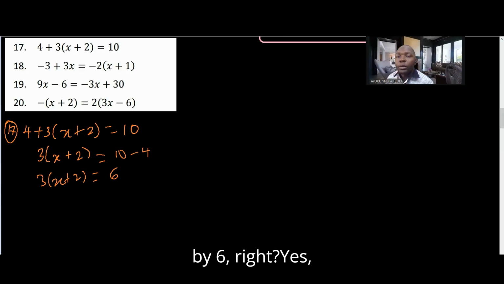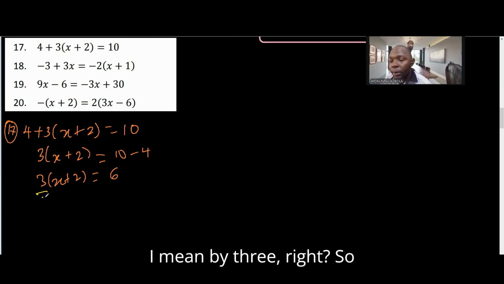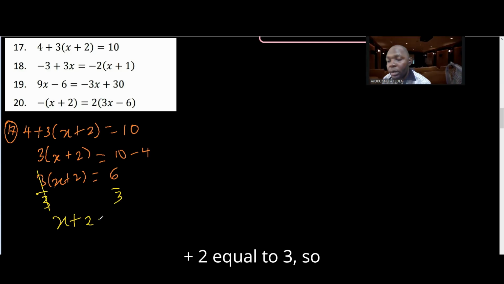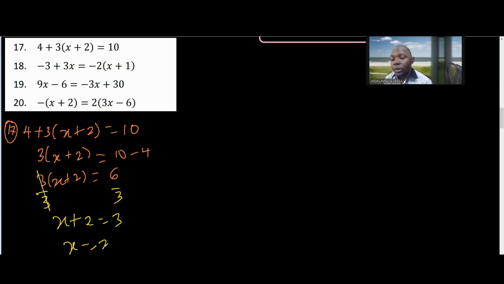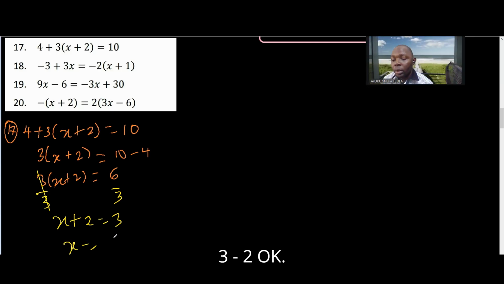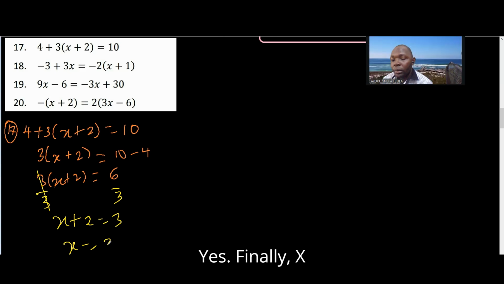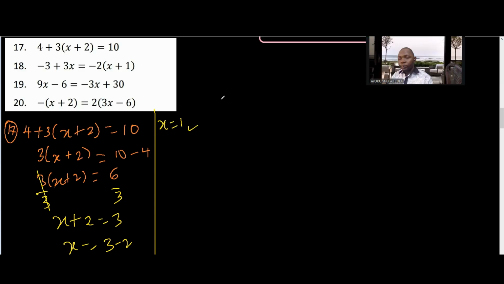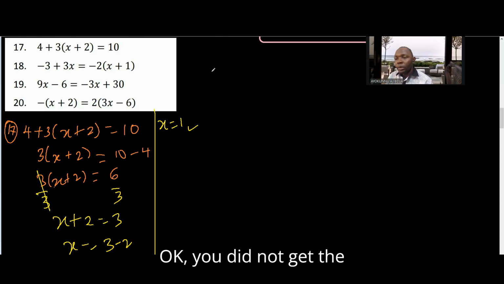Now both of them are divisible by 6, right? Yes. I mean by 3 rather. So by 3, by 3. So x plus 2 equal to 3. So x equal to 3 minus 2, okay? Yes. Finally, x equal to 1 because 3 minus 2 is 1. So that number 17, x equal to 1. Okay, again, you did not get the answer here.